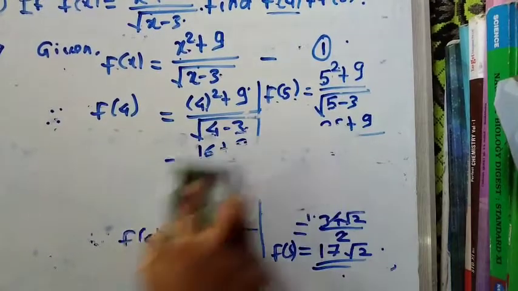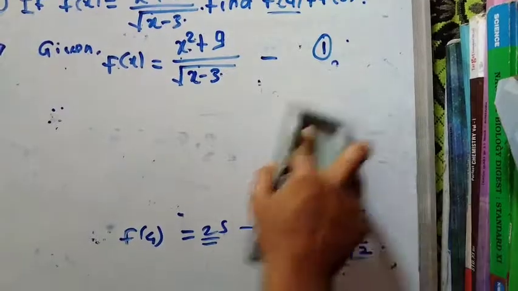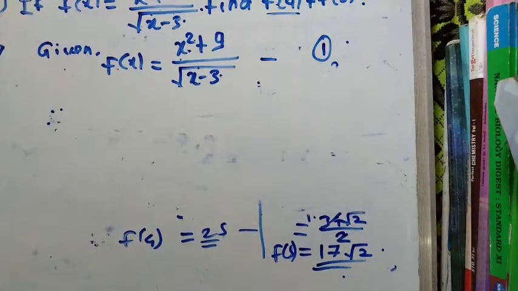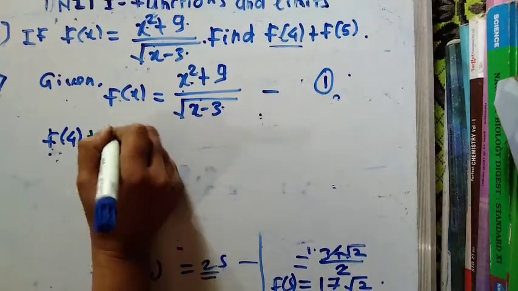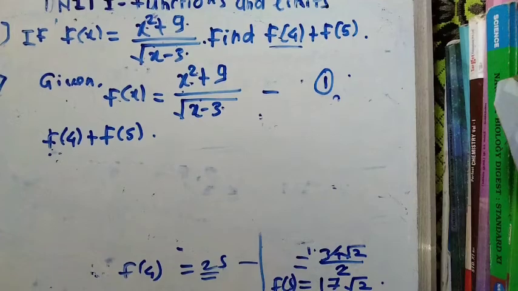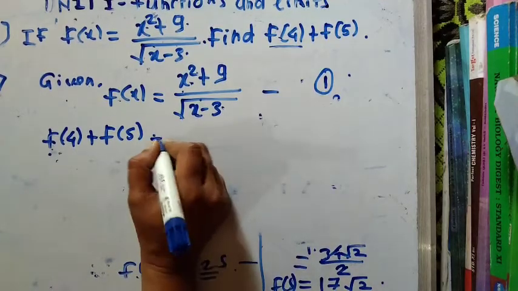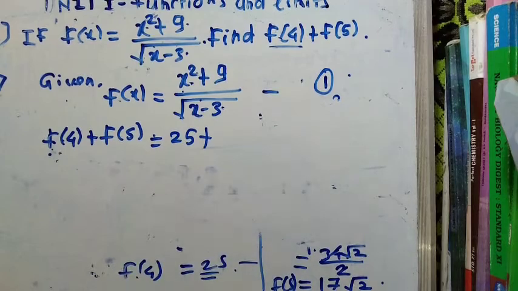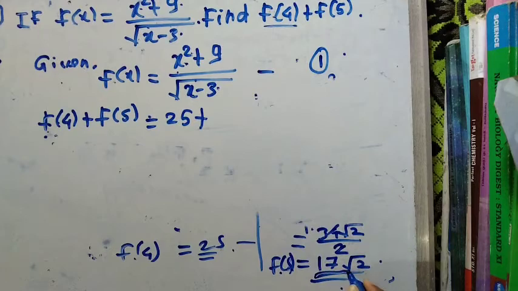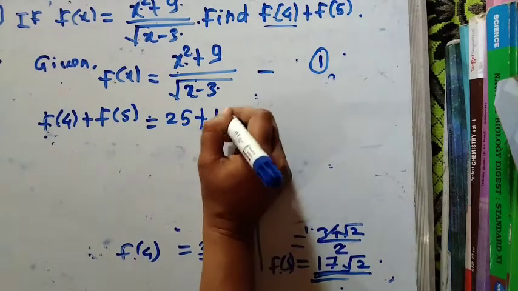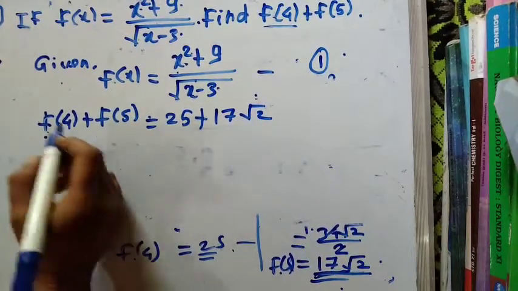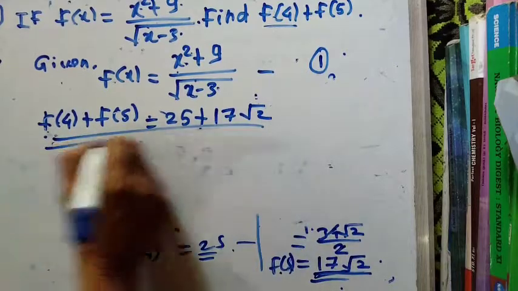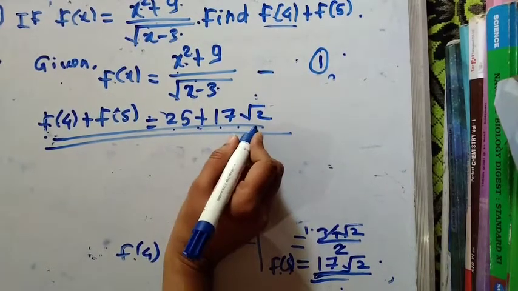Then here we find out f of 4 plus f of 5. But here f of 4 is 25 plus f of 5 is 17 root 2, and which is the answer: f of 4 plus f of 5 is equal to 25 plus 17 root 2.